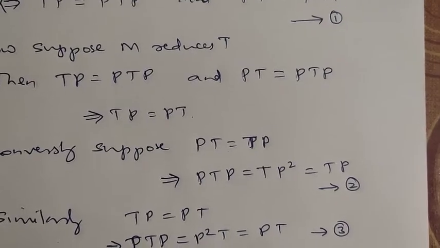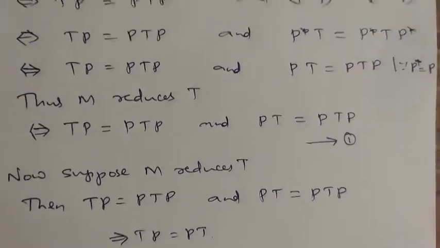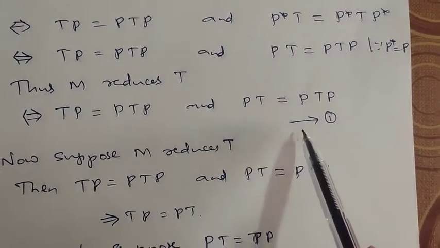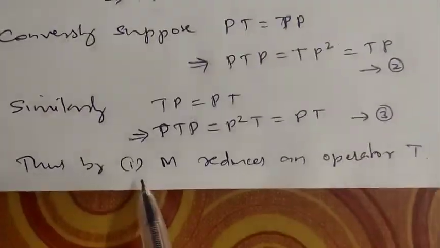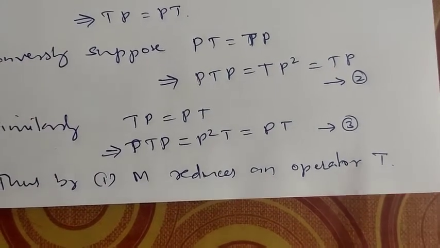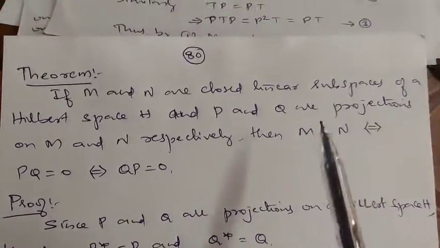So M reduces the operator T, because M reduces T if and only if this condition holds, which is already proved. Then by 1, M reduces the operator T. Okay. This is the last result of this class.